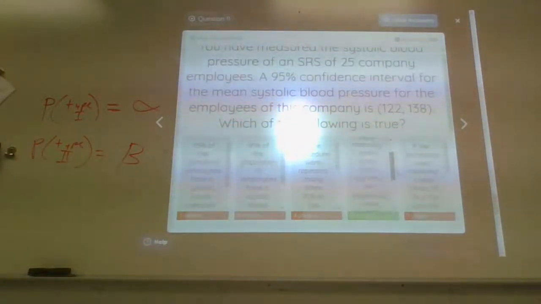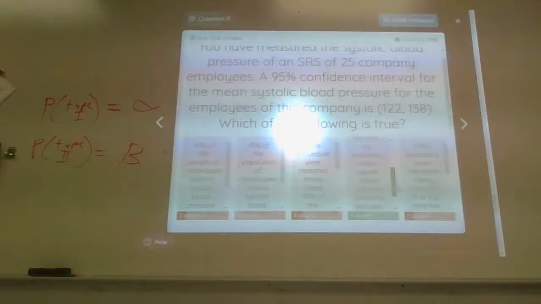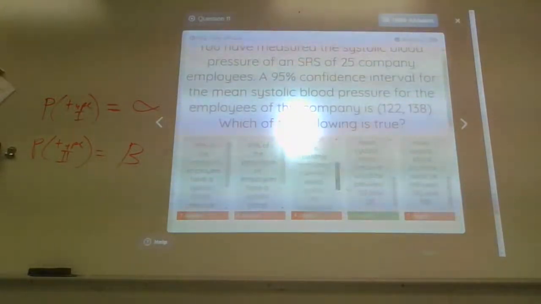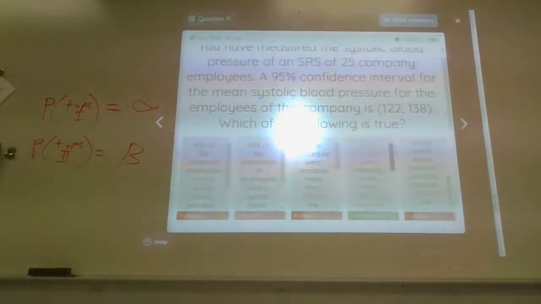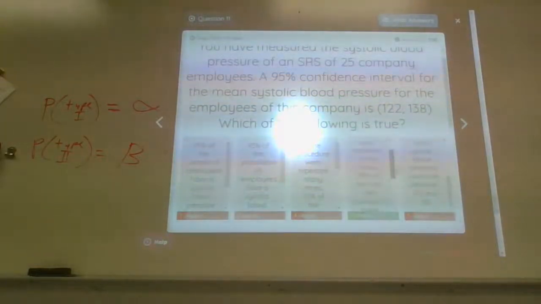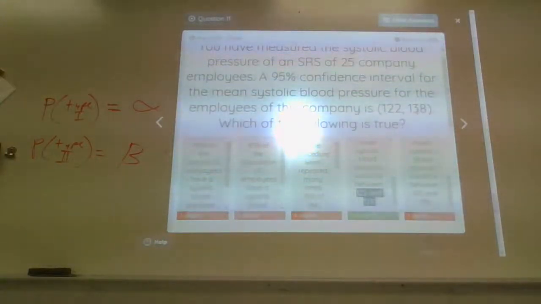If the procedure were repeated many times, 90% of the time, the mean systolic blood pressure would be between those two numbers. That's not accurate. Are they all like that? Okay, yeah, so this one, that one's off. But the reason why I don't like this one, I think the wrong answer was selected for this one. It's not that it would be between 122 and 128, which, by the way, it's 138 in the problem itself. There's a lot of issues with this problem.